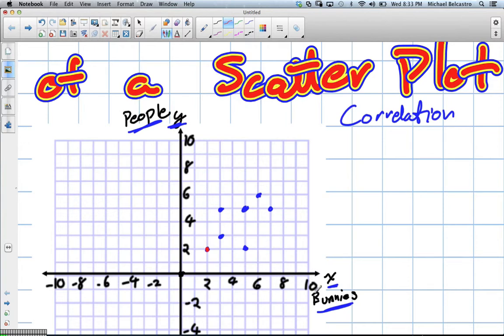So what is the average number of bunnies on an island? What's the average number of people on an island? What are the standard deviations of those two? So we actually have to do all that process first. So we'll quickly go through that.